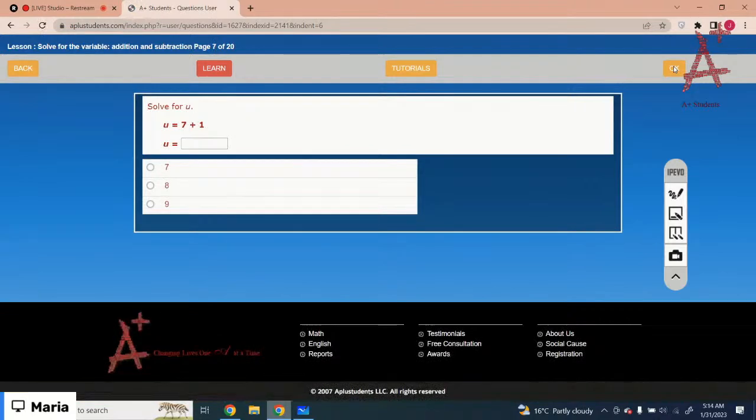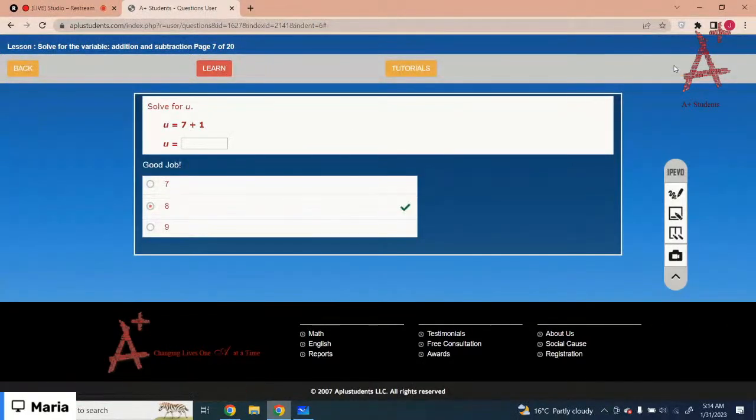Okay, here you have already u isolated. Just solve the other side. So 7 plus 1 equals 8. Let me just find another example.